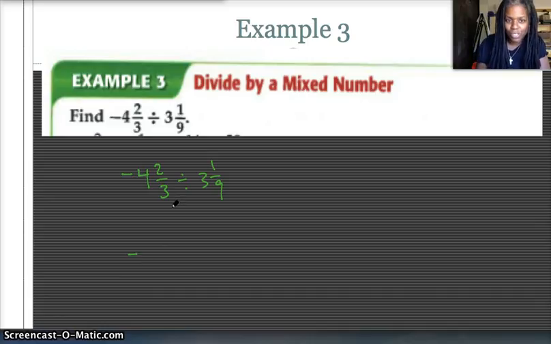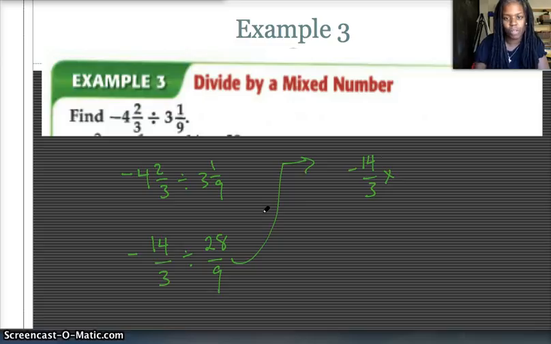So 4 times 3 is going to give me 12, plus 2 more is going to give me 14. So I've got 14 over 3 here, negative 14/3, and I'm dividing it by 3 times 9 is 27, plus 1 more is 28, 28 over 9. My next step is to leave the first term exactly the same, change that division to multiplication, and then take the reciprocal of the number following the division sign, and that will be 9 over 28. This looks like a wonderful opportunity to do some cross canceling. I see that 14 goes into 28 2 times, and 14 goes into itself 1 time.